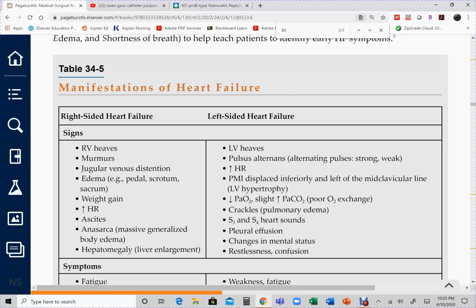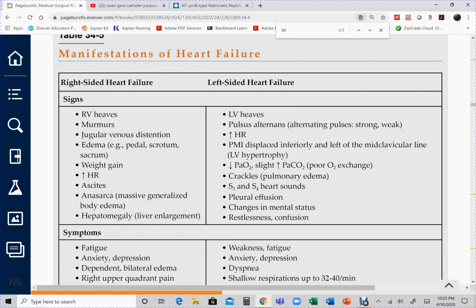So as a result, blood will pool inside the heart, causing congestion. If you look at the signs and symptoms on table 34-5, the right-sided symptoms are in the first column, and the second column is left-sided heart failure. They all demonstrate congestion. The difference is where the congestion occurs.